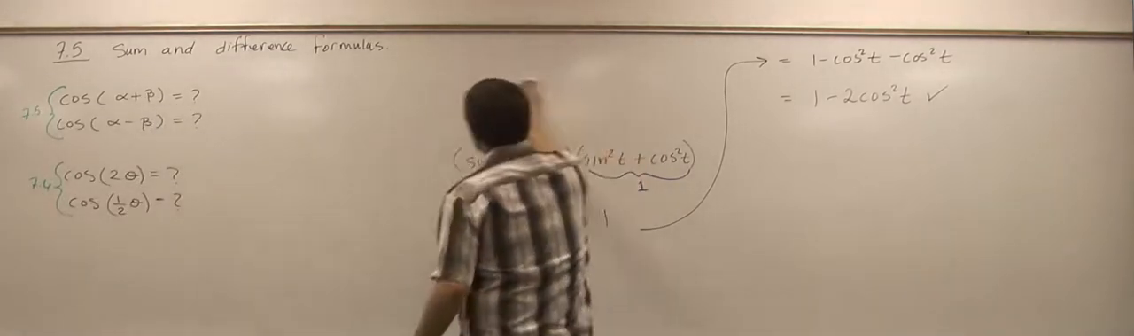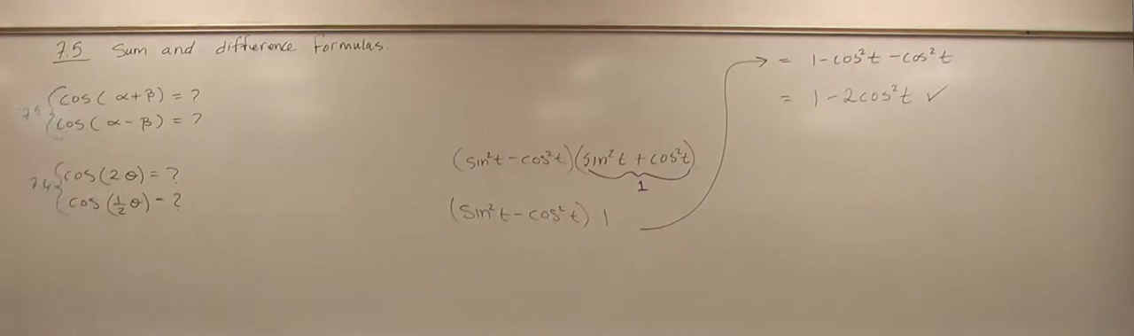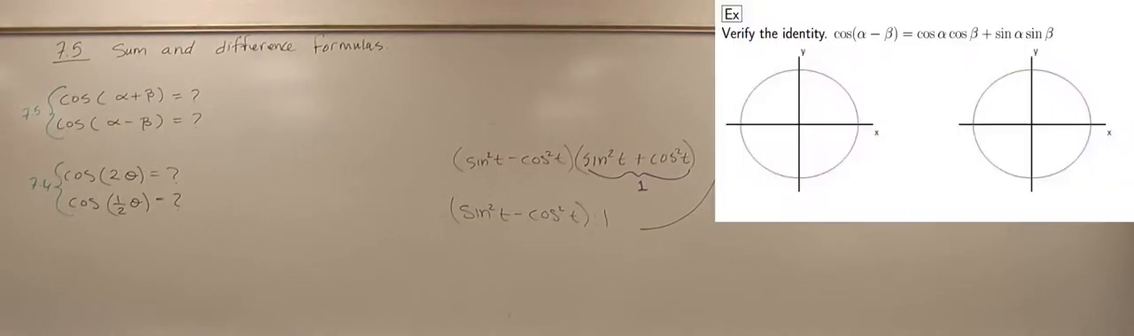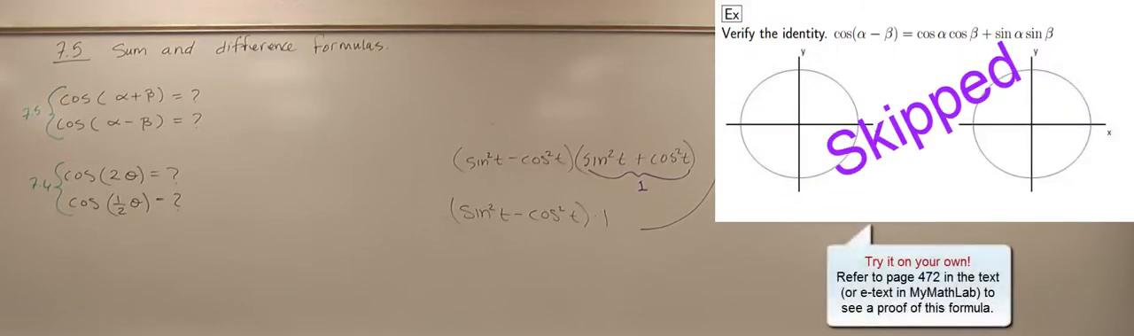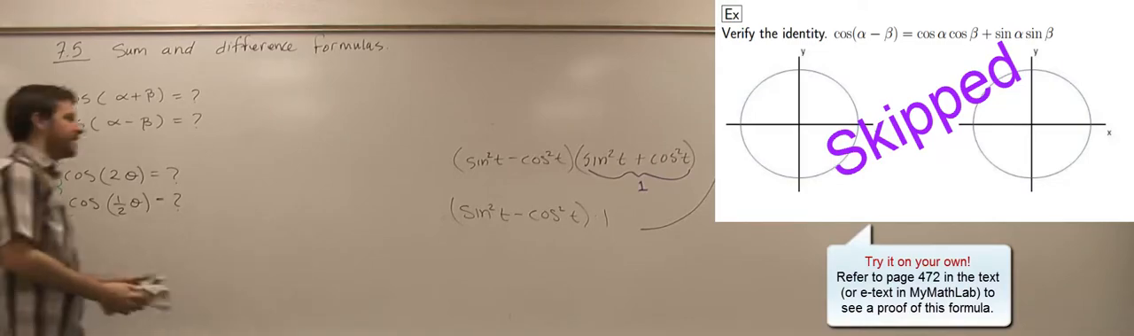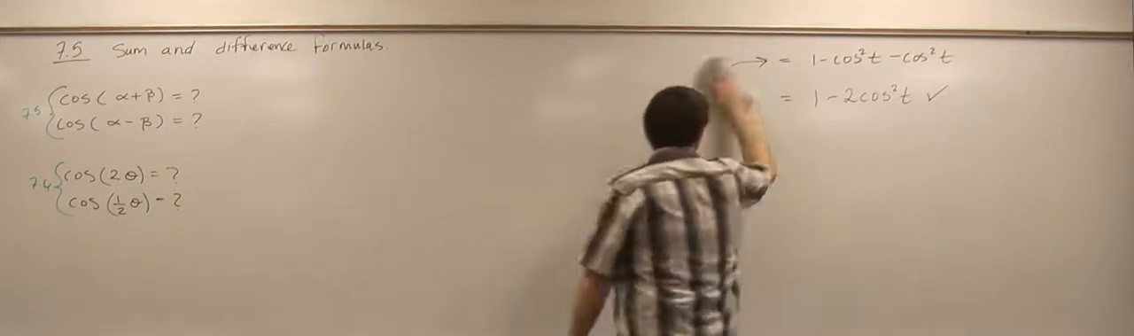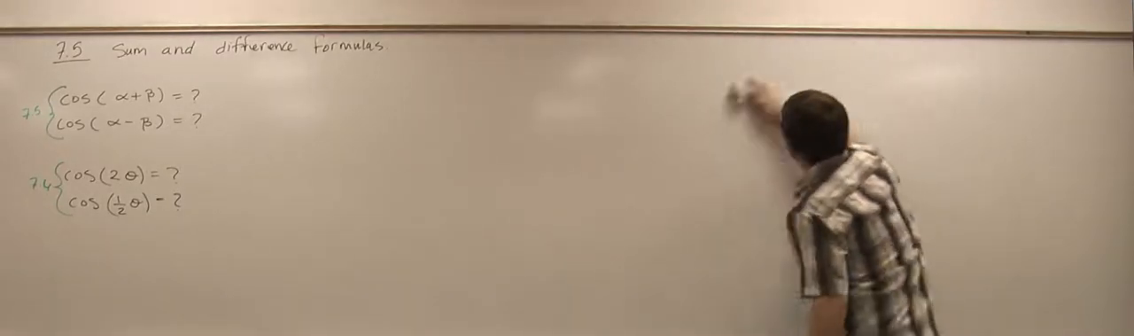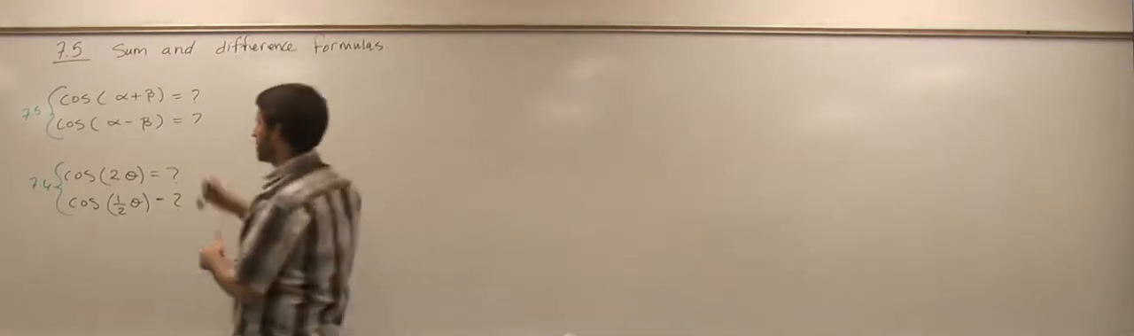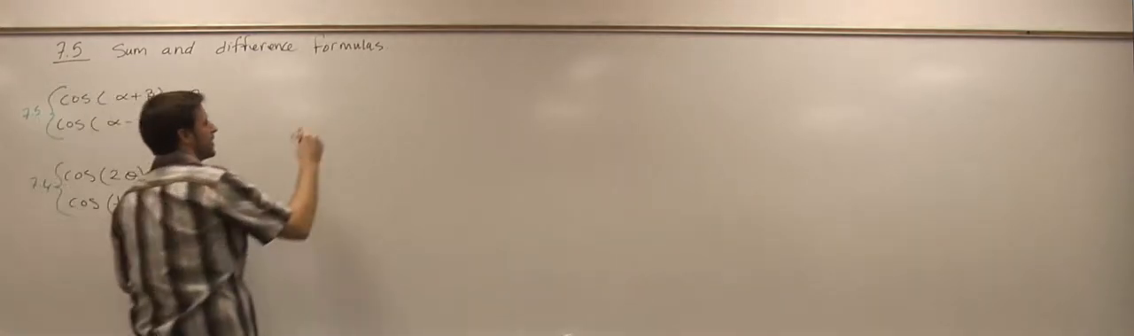Now, I put on my notes an example where we actually verify the identity for the difference formula for cosine. But I've learned that's a giant waste of time. So instead of verifying that identity, I'm going to do a pattern. I'm going to see if you can recognize a pattern here. So let me give you a related example to kind of motivate these formulas here.